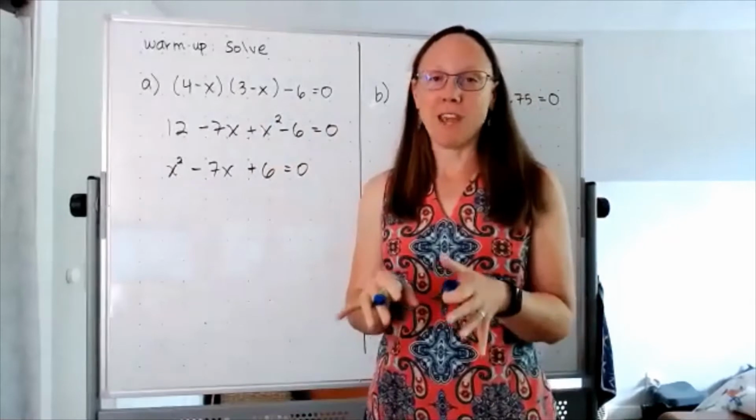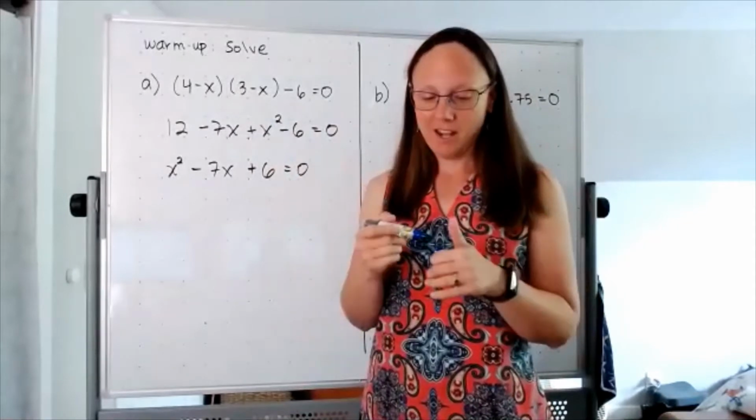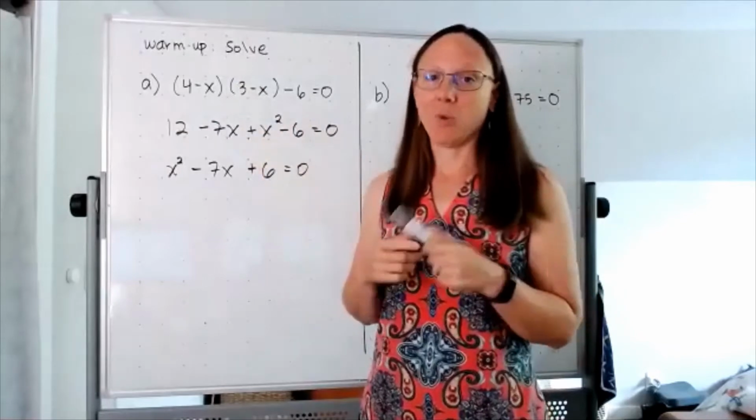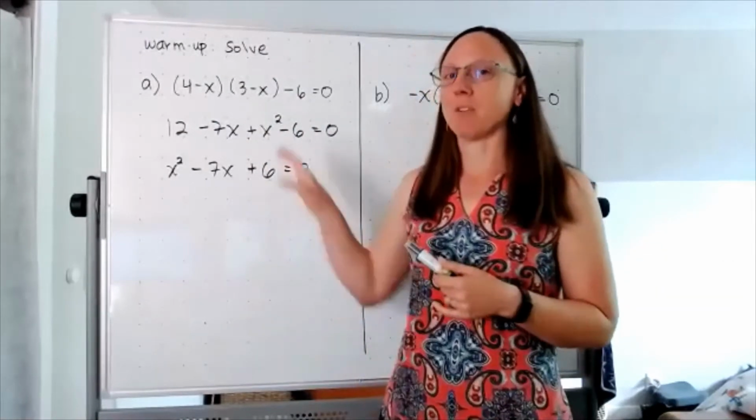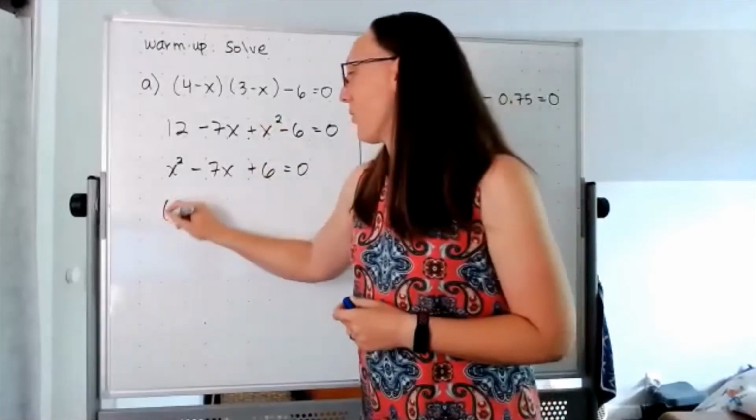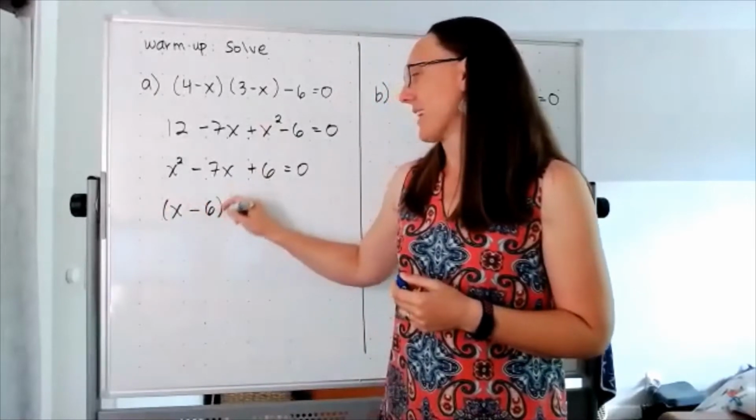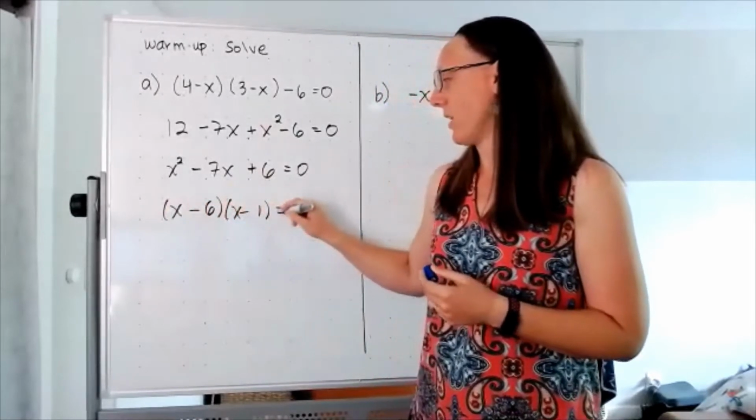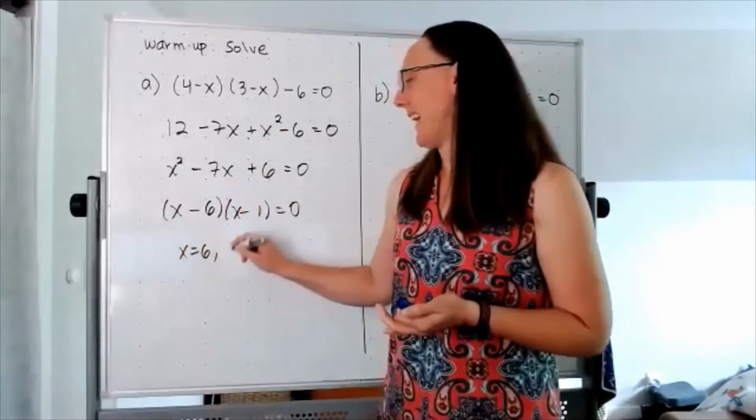But if you don't see how to factor it, that's okay. Just reach for the quadratic formula. No one's testing you on your factoring skills. You do have to be able to solve a quadratic equation using some tool. So this ought to factor as x minus 6 times x minus 1, which means that my final answers are 6 and 1.